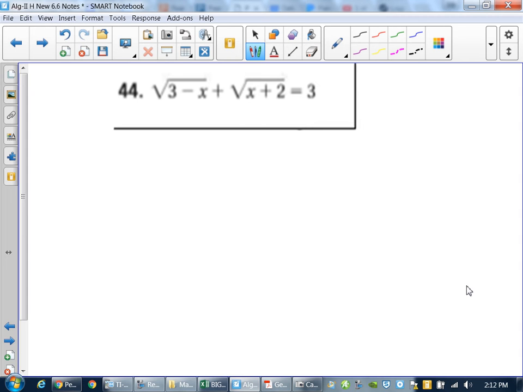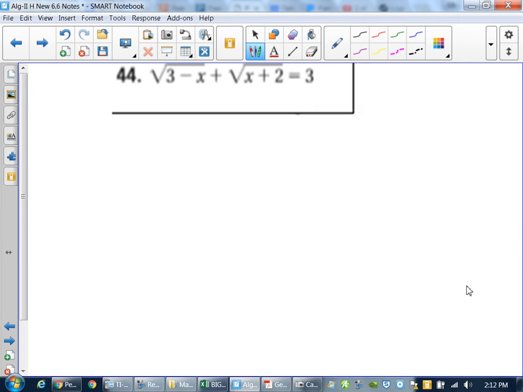I'm going to move one of them to the other side and just FOIL out with 3 minus one of the radicals and turn it into a difference, not a difference of squares, but a junk squared problem that way. It's easier to set it up that way. So what I'm going to do is go with root 3 minus x is 3 minus root x plus 2. Okay.